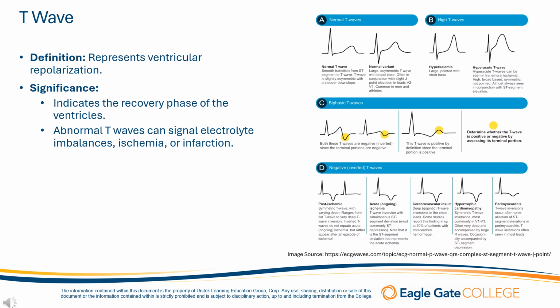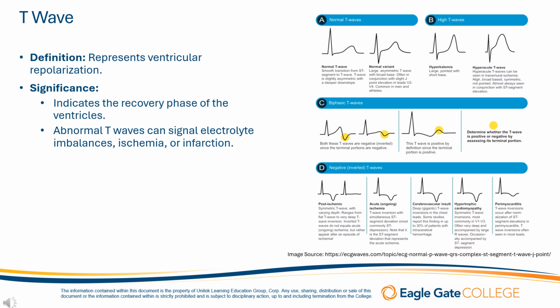Tall peaked T waves can be a sign of hyperkalemia, which is a high level of potassium in the blood. Hyperkalemia can have serious effects on the heart and requires immediate attention. Flattened T waves can be associated with hypokalemia, or low potassium levels. Potassium is critical for proper cardiac function, and low levels can lead to dangerous arrhythmias.